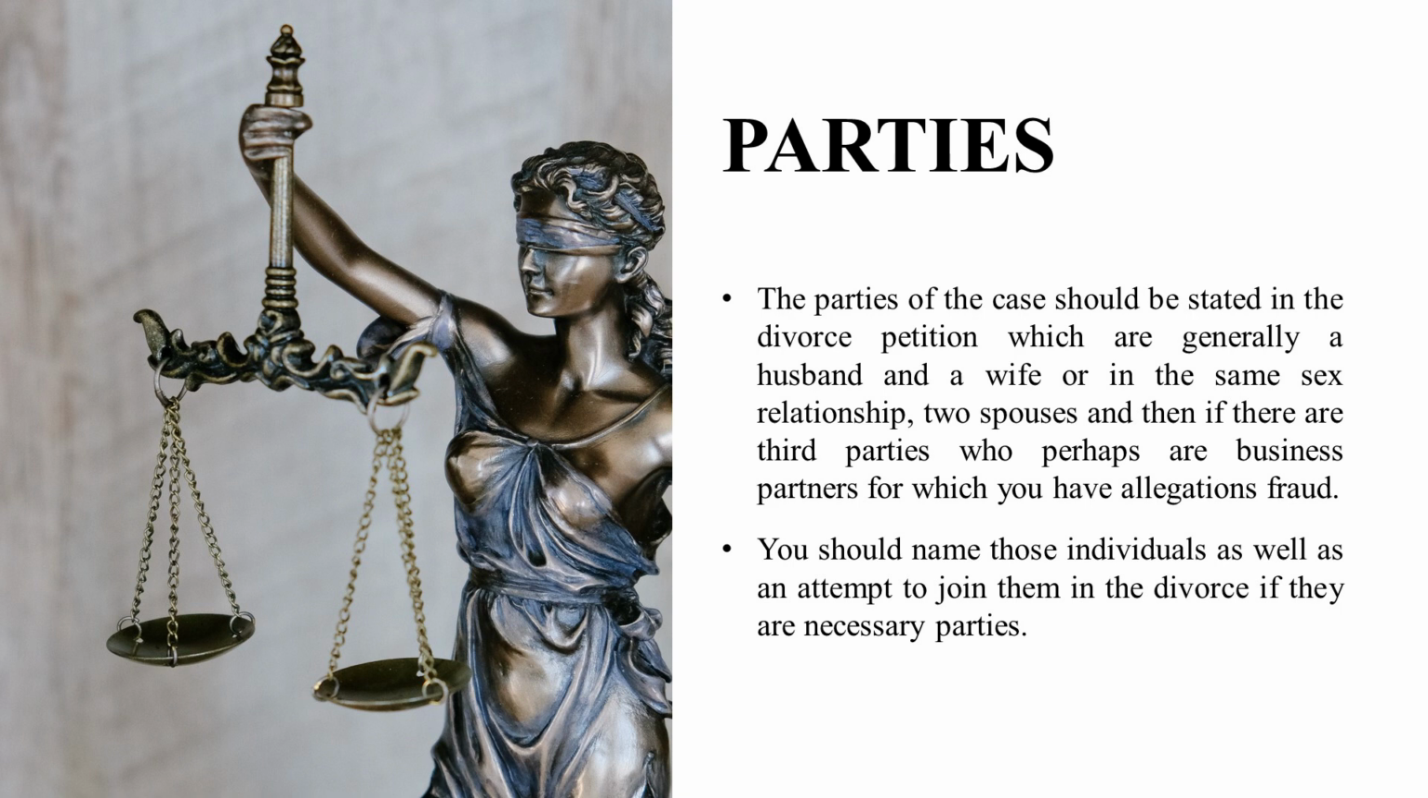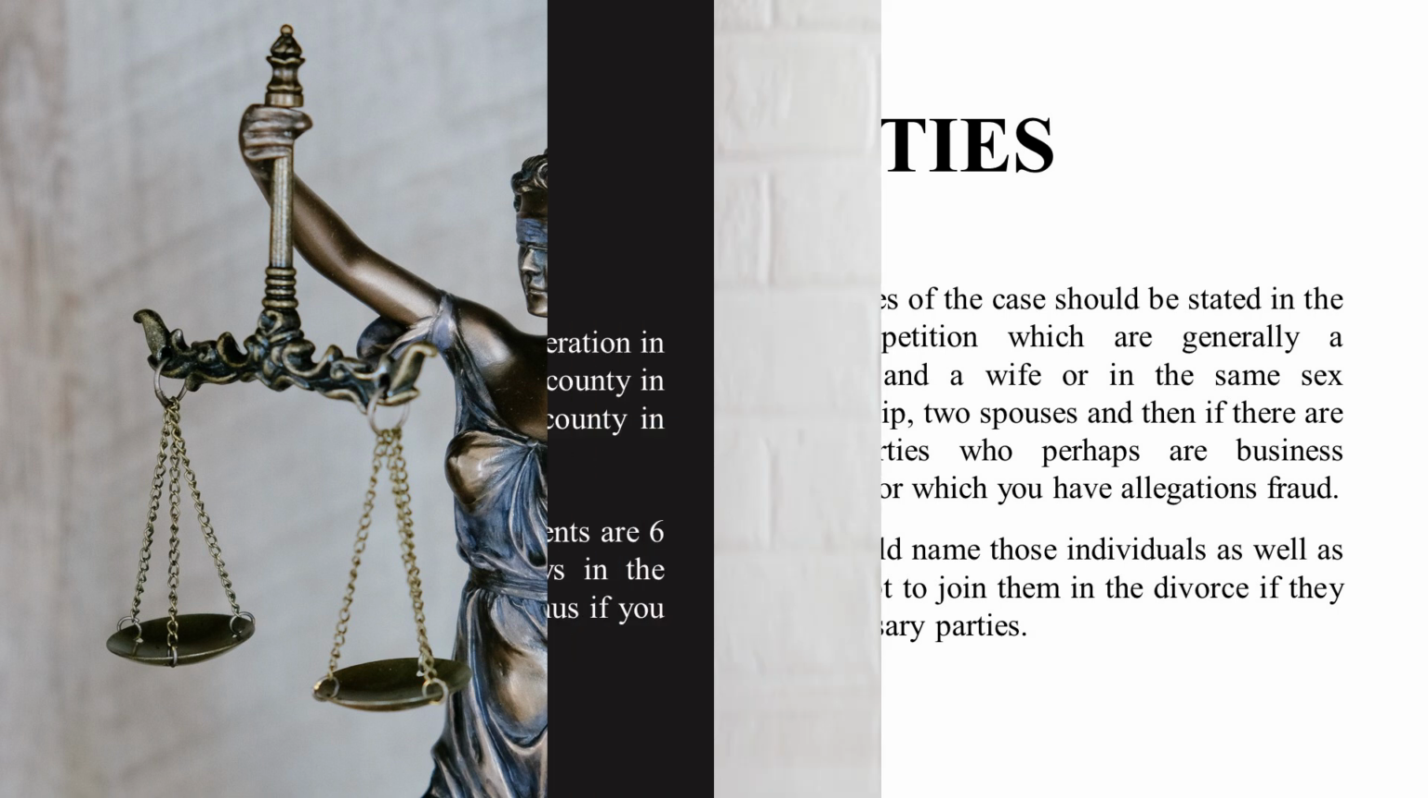The parties to the case should be stated in the divorce petition, which are generally a husband and a wife, or in a same-sex relationship, two spouses. And then if there are third parties who perhaps are business partners for which you have allegations of fraud, you should name those individuals as well and attempt to enjoin them in the divorce if they are necessary parties.